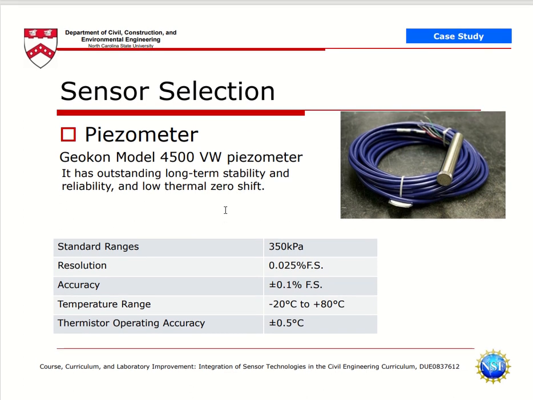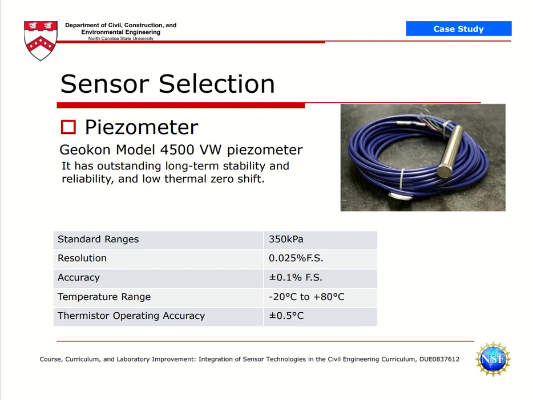Then we have given the details of each sensor. Let's say for the piezometer, this is the model which they are using: Geocon model 4500 VW piezometer, which has outstanding long-term stability and reliability and low thermal zero shift. And here you can see the data from the data sheet of that piezometer.